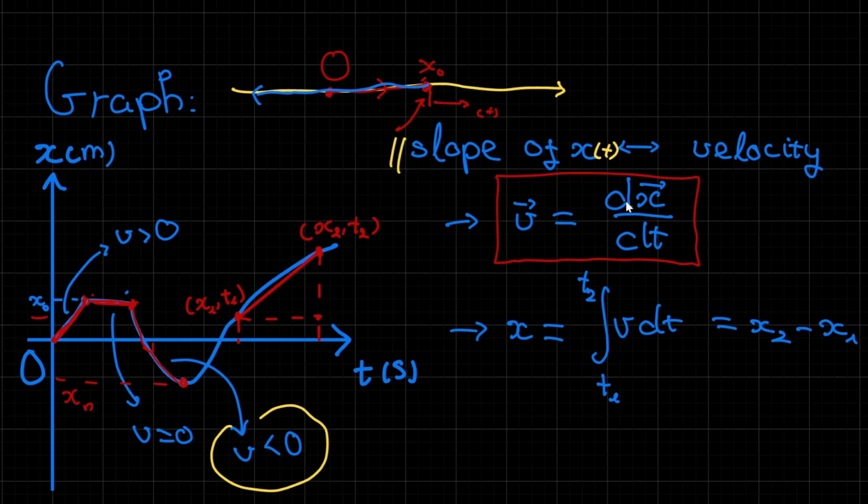And of course, from this derivative, we can have that the displacement x equals the integral of v dt from t1 to t2, which conveniently is x2 minus x1. And this function can also be used when working with acceleration too. But we will talk about that in the next video.